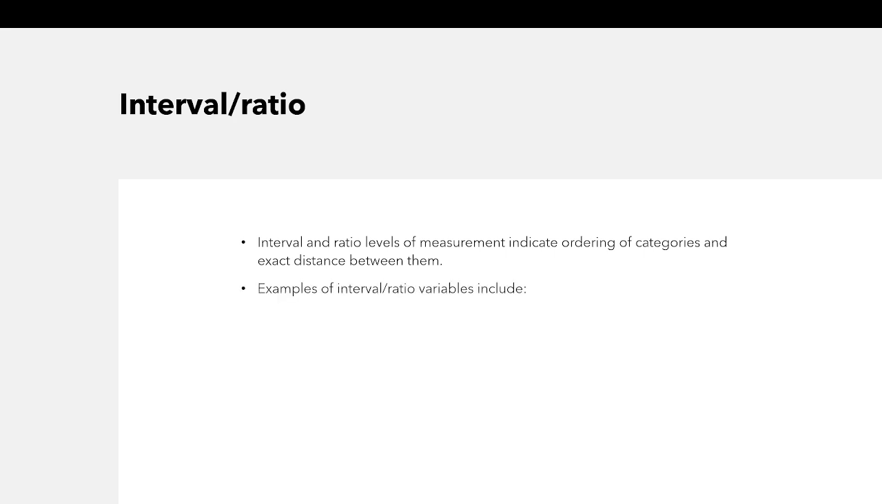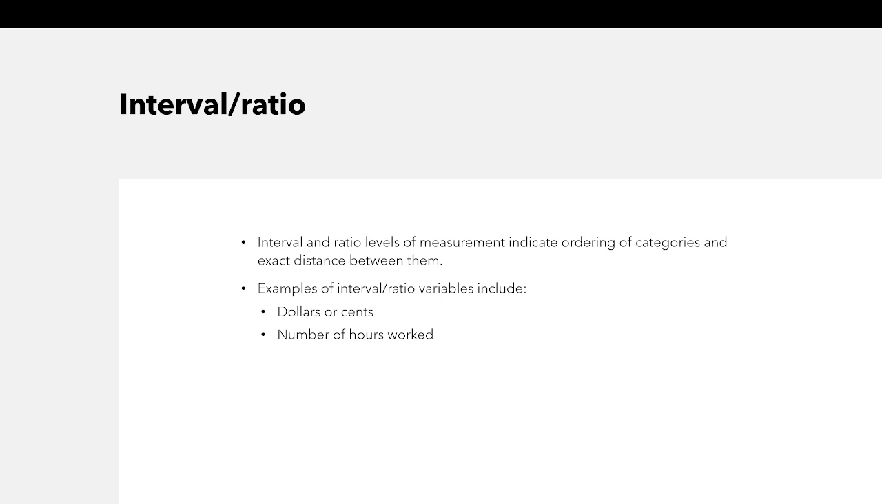Now we'll discuss our interval ratio levels of measurement. So interval and ratio levels of measurement indicate ordering of categories and an exact distance between them. So examples of interval ratio variables include dollars or cents, right? You got $5, you got $10. There's an exact distance between those two values.